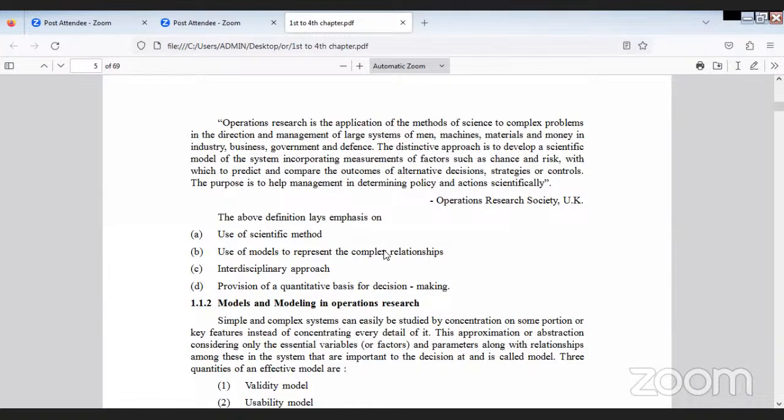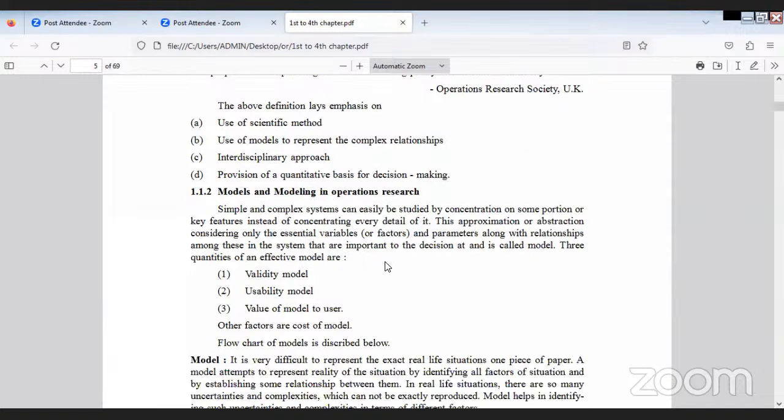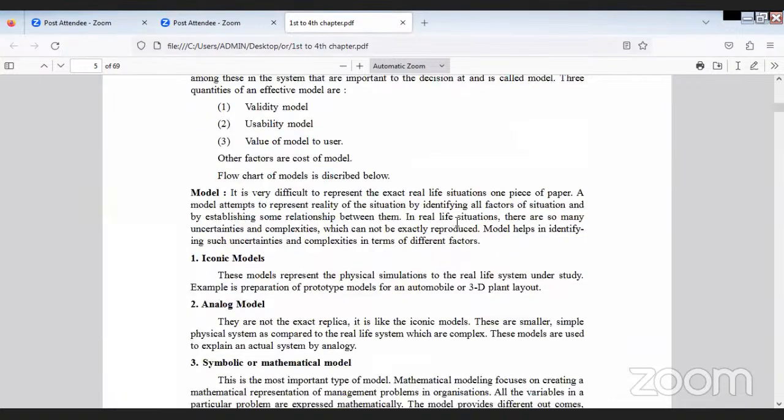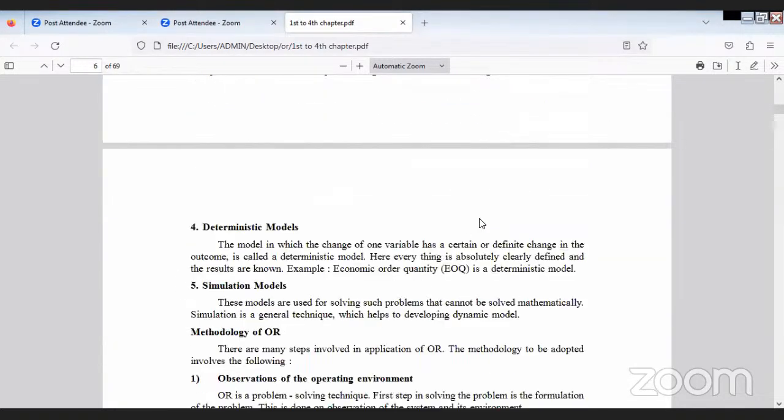So, use of models to represent complex relationships, interdisciplinary approach, provision of quantitative basis for decision making. Models for modeling in operations research: iconic model, analog model, symbolic model, mathematical model, deterministic model, simulation model.